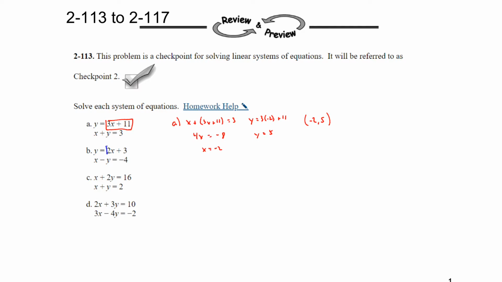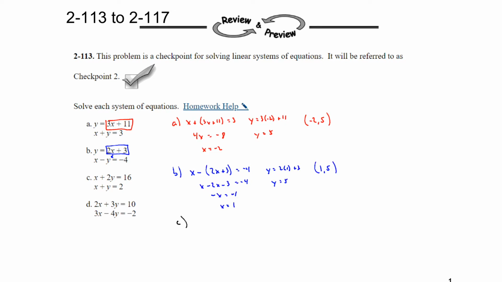On part B, we can do something very similar. We'll use substitution again. But on this one, be careful because you do have x minus y, which means it's x minus the quantity 2x plus 3. And that's equal to -4, so you do need to distribute the negative inside the parentheses to make sure it's x minus 2x minus 3. So then we'll get -x, add 3 to the other side, divide by -1, and we get x is equal to 1. Plug that back into either of the equations. Once again, I'll plug it into the top one, and we'll get y equals 5. So the solution to that system is 1, 5.